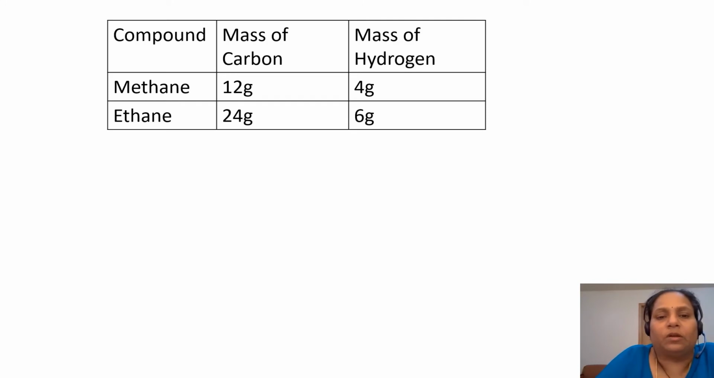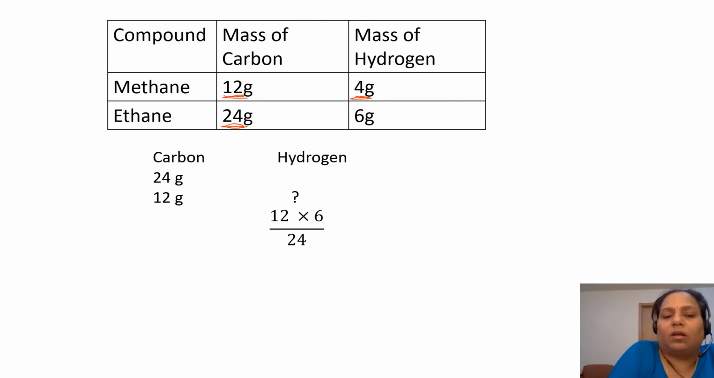To explain the law of multiple proportion, we need a fixed mass of one element. So let us take that fixed mass to be that of carbon, and that is 12 grams. So in methane, we know that for 12 grams of carbon, we have 4 grams of hydrogen. What about ethane? In ethane, 24 grams of carbon combines with how many grams of hydrogen?